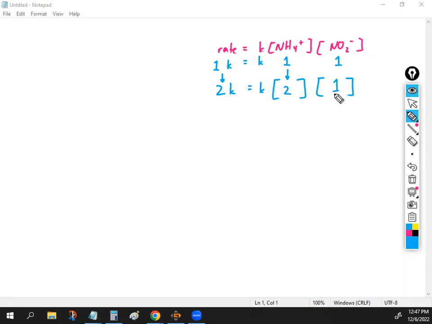No, it's independent of each other. Because if you look at the math, right? Let me show you what happens when you double both of them, okay? So let's say we double both of them from the original values. If we double both of them, we go to 2 and 2, right?